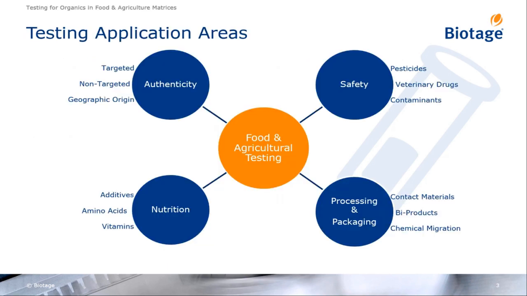So when considering different testing application areas for food and agricultural testing, there's really 4 areas that come to mind, and that's food authenticity, food safety, nutrition, processing, and packaging. Within these are different subcategories, and for today's focus, we'll be looking at pesticides, which typically fall within the food safety and agricultural safety realm.